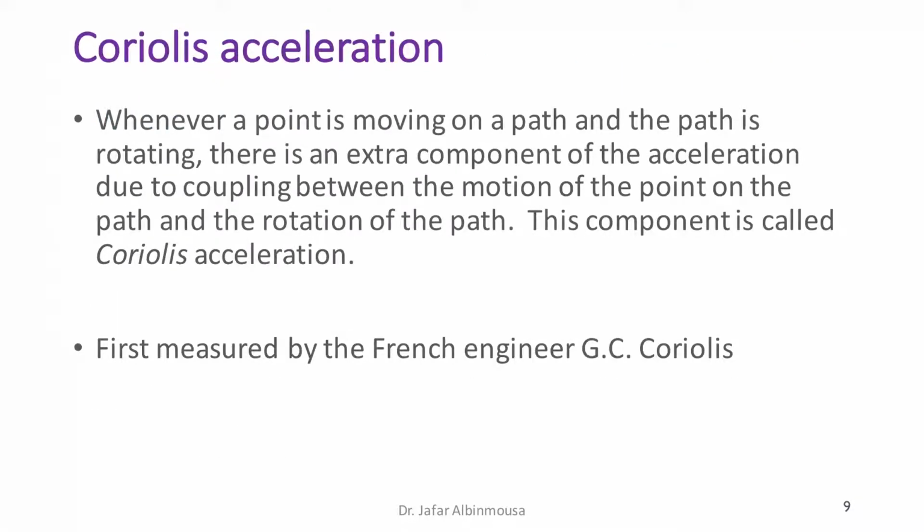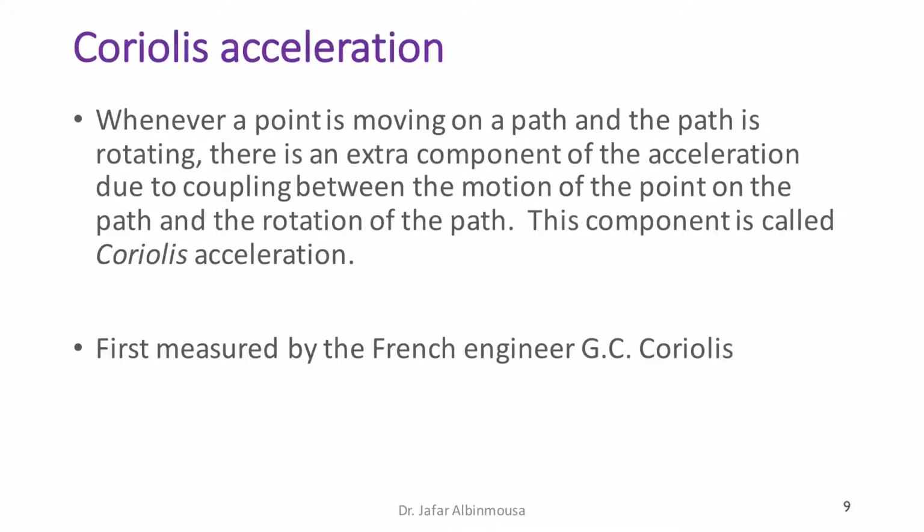There is a component of acceleration in the previous equation that we just showed, which is known as the Coriolis acceleration. This part comes from the fact that there is a point which is moving on a path and the path is rotating. So the idea here is that there is an extra component of the acceleration due to coupling between the motion of the point and the path itself as the path rotates.